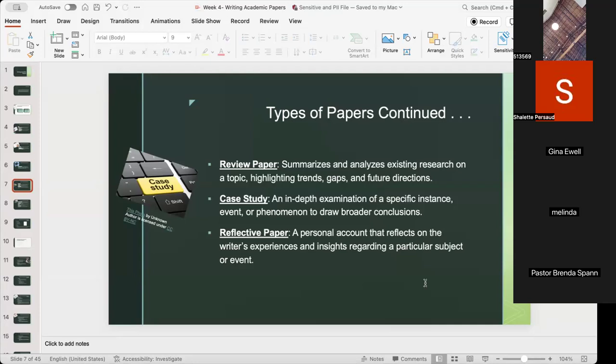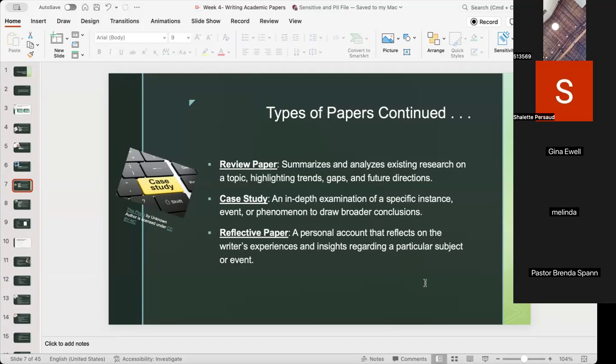Like I said, a review paper summarizes research on a specific topic that you're working on, and it focuses on the trends or gaps in the research and where the research might go in the future.